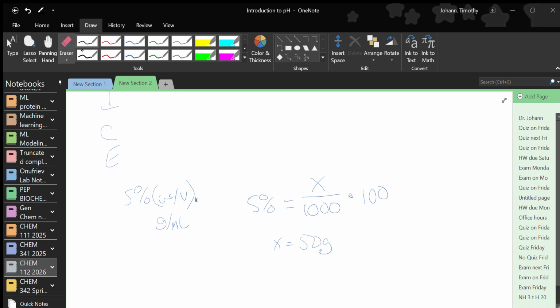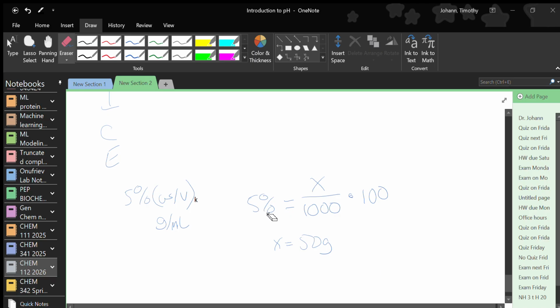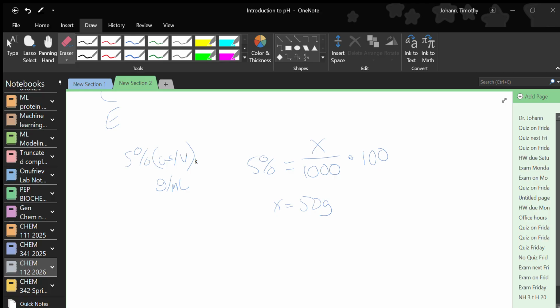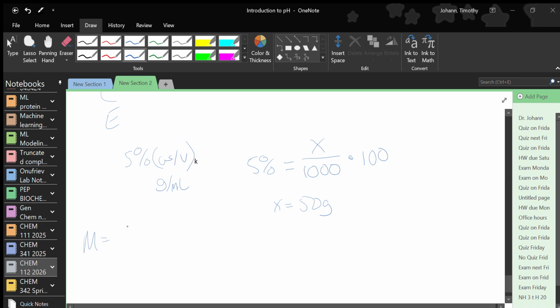All right, I'm going to take this point out because actually we have one significant figure with my 5%, which is bad problem making on my part, but we'll keep going with it. All right, so that's how many grams, but I need molar, right? So I need what? Molarity is moles per liter. I now know how many grams per liter I have. I need to go into moles, right?